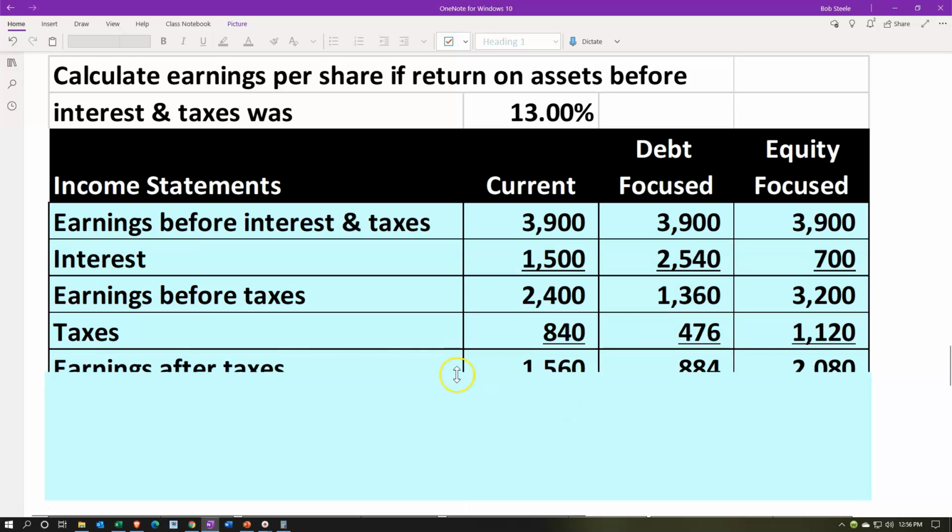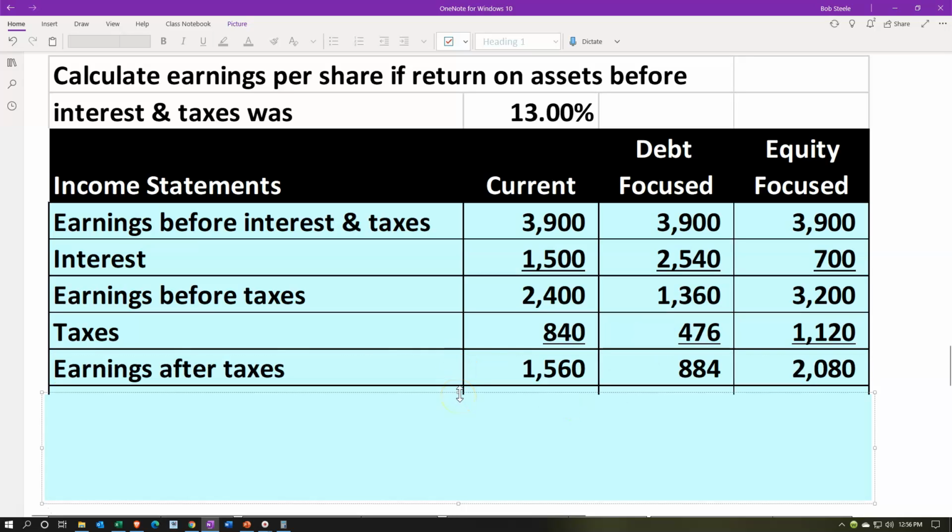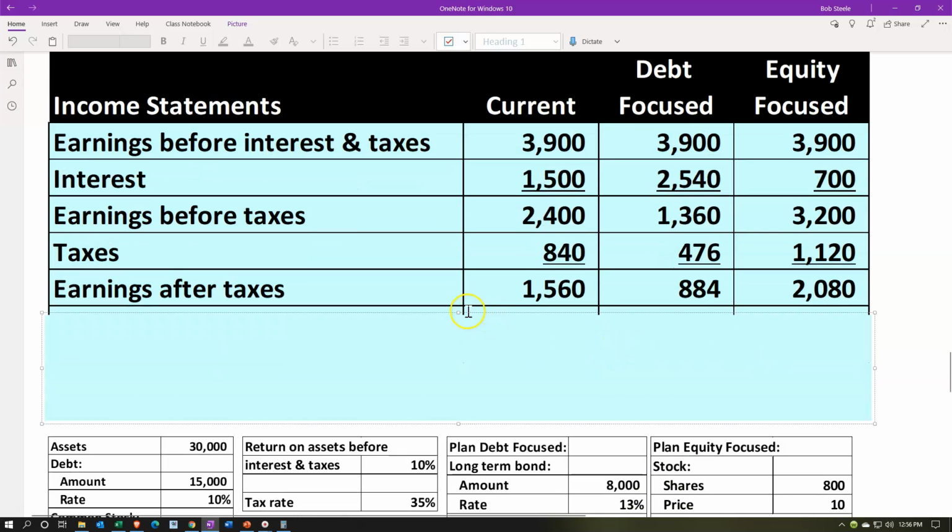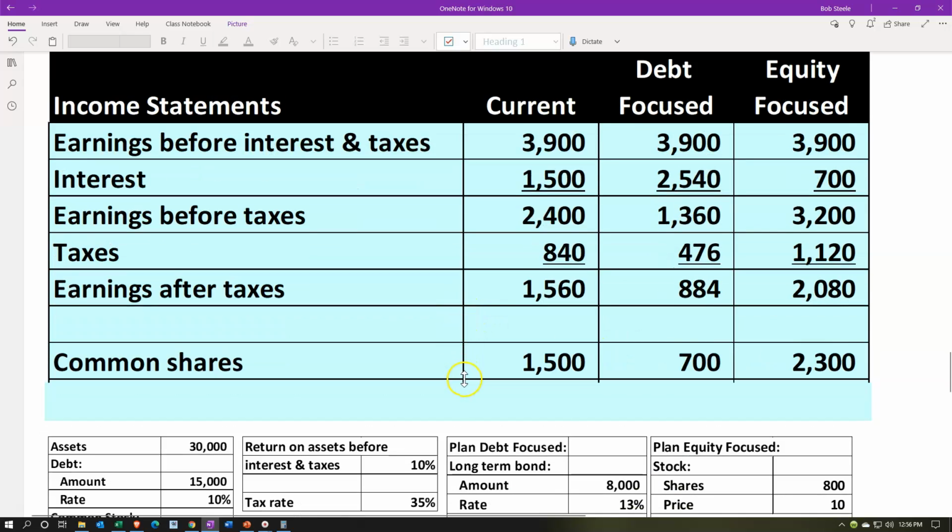Then we have the earnings after the taxes. If we subtract the taxes from the earnings before the taxes, we get the earnings after the taxes. We see, of course, the equity plan is higher in terms of the total earnings because they didn't have to pay the interest related to the financing. They've paid it with equity. However, they're going to have to distribute that equity over more shares because they paid down the debt through the issuance of equity.